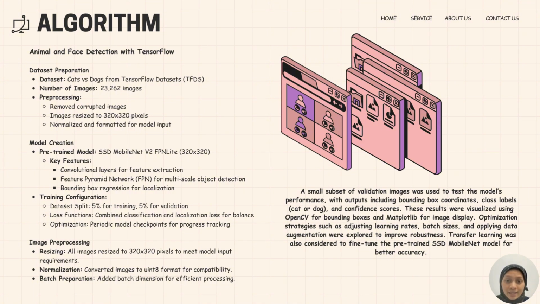By visualizing the detection results using OpenCV and Matplotlib, we confirm the model's ability to accurately identify cats and dogs in the images. This algorithm efficiently leverages TensorFlow, a powerful tool for object detection tasks, showing strong potential for further enhancement.